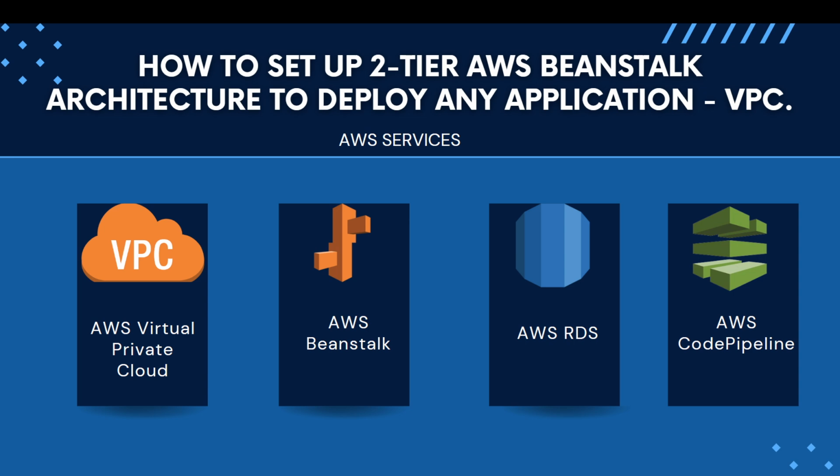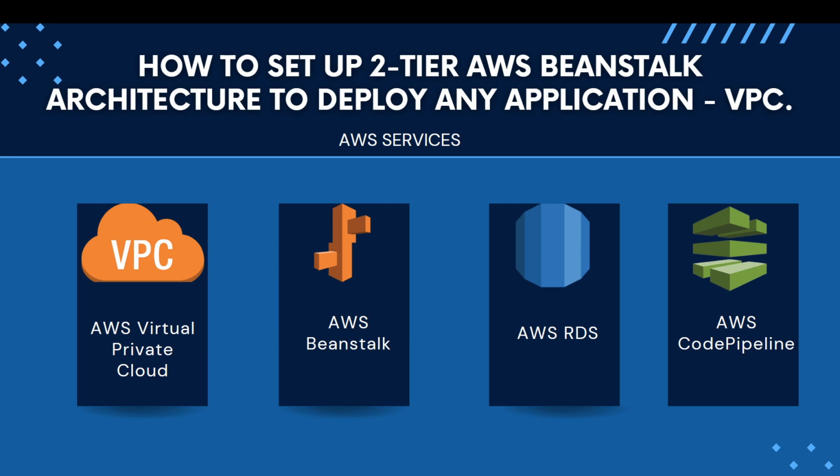I started with the VPC, where I defined the resources that we need to have our virtual network that we can control and apply security measures. In the VPC, there are two availability zones, each having two subnets, and there's a private subnet for the database and a public subnet for the application. Then from there is AWS Beanstalk, where we are going to deploy our application.